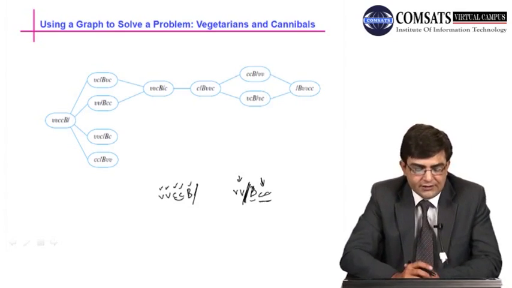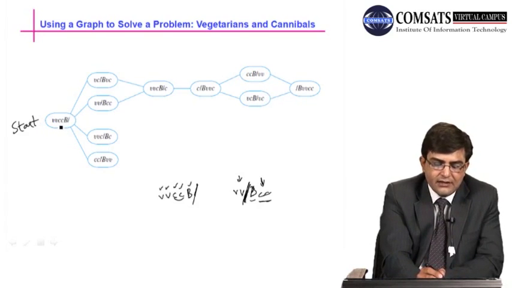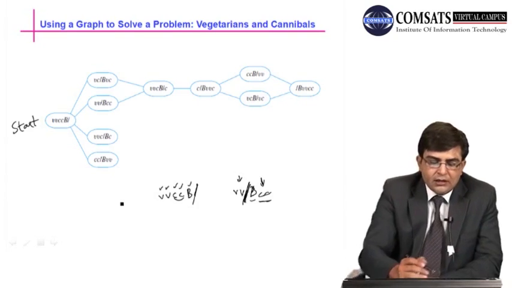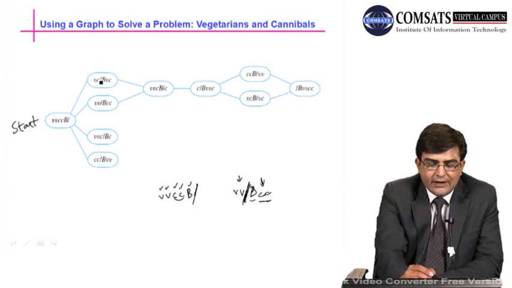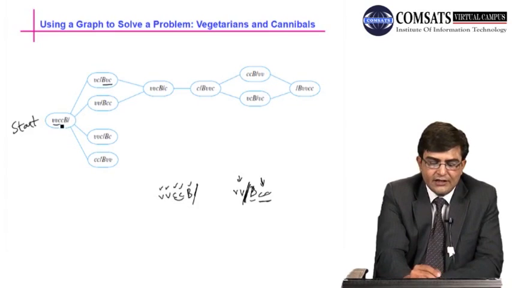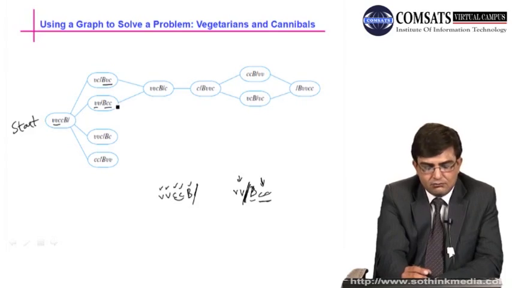We use notations here. At the start, the vegetarians, cannibals and boat are on the left bank of the river. So what are the possibilities? The first possibility is that one vegetarian and one cannibal stay here, and one vegetarian and one cannibal sit in the boat and go to the other side. The second possibility is that both vegetarians stay here and both cannibals sit in the boat and go to the other bank. This is again possible.